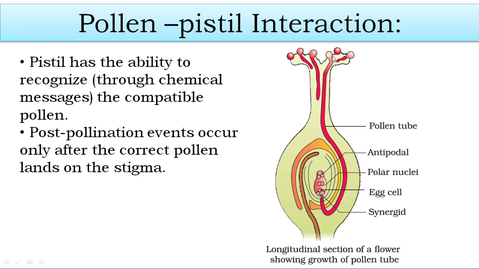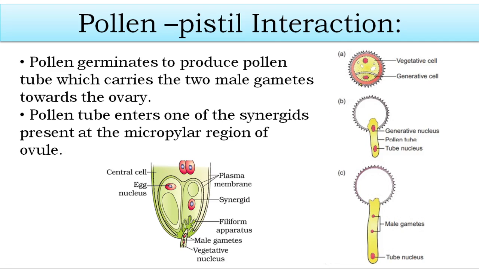If the correct pollen lands on the stigma, right, post pollination events occur, and those post pollination events are called as pollen pistil interaction. We will see what happens, right? After the pollen lands, after the correct pollen lands on the stigma of the flower, the pollen, it germinates. Now pollen germination is very important, right? Pollen germinates to produce pollen tubes.